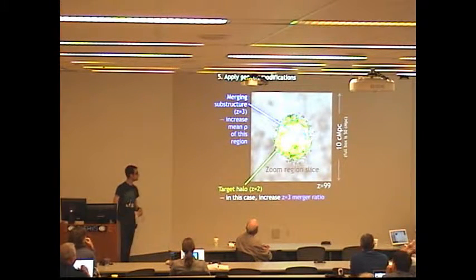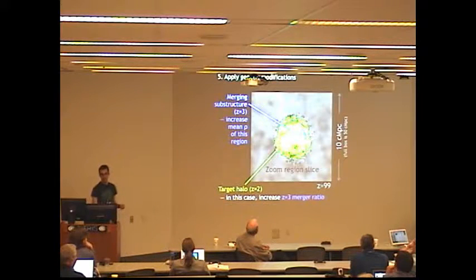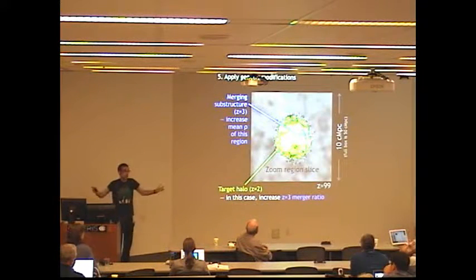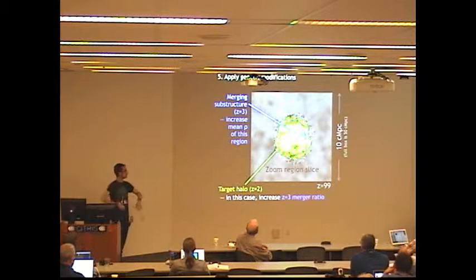Okay, so that's what I'm going to do. I'm going to increase the mean density in here. Of course, if I do that, because of the correlations that are there, it's going to make the whole thing more massive by the time we get to redshift 2, and that's not what I want. In this case, what I want is to increase the merger ratio, but end up with the same mass of galaxy at the end.